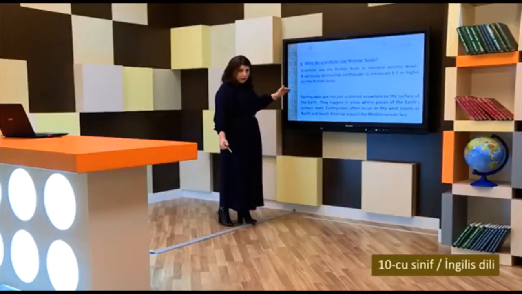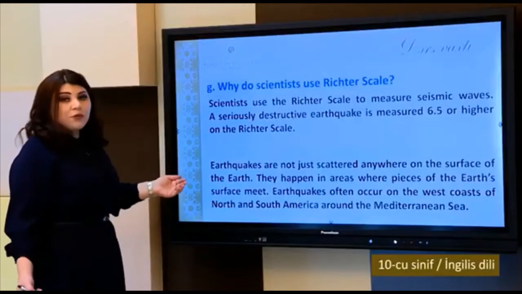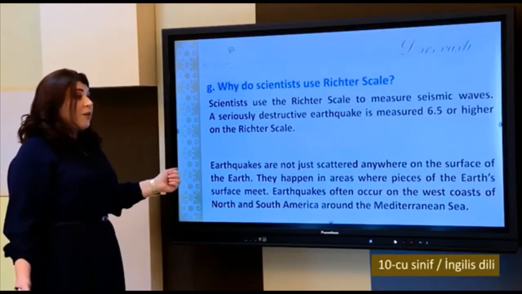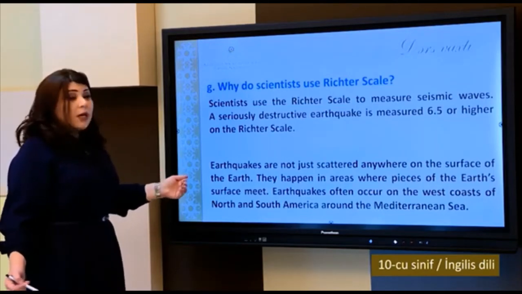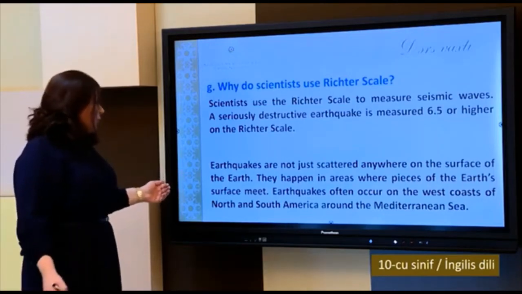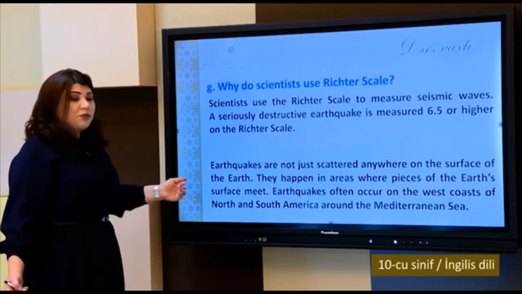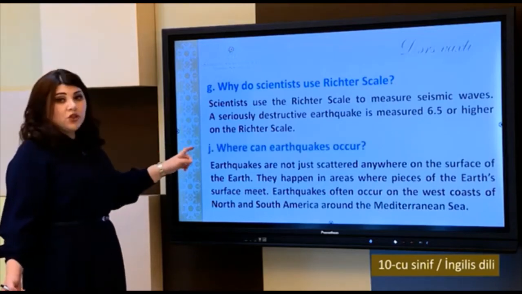One more reading passage. Earthquakes are not just scattered anywhere on the surface of the Earth. They happen in areas where pieces of the Earth's surface meet. Earthquakes often occur on the west coast of North and South America, around the Mediterranean Sea. So here we'll choose J.